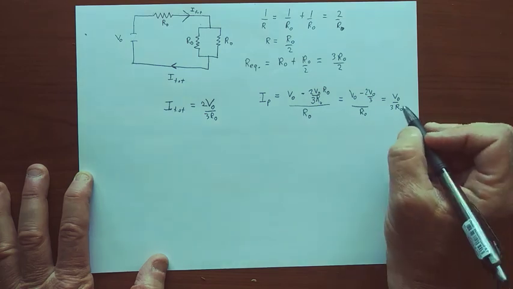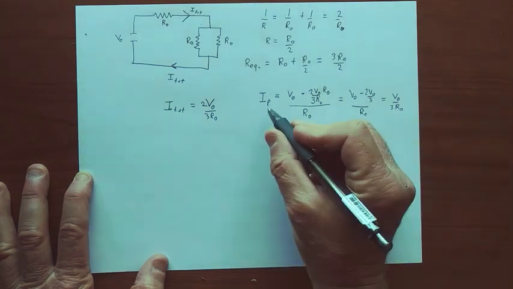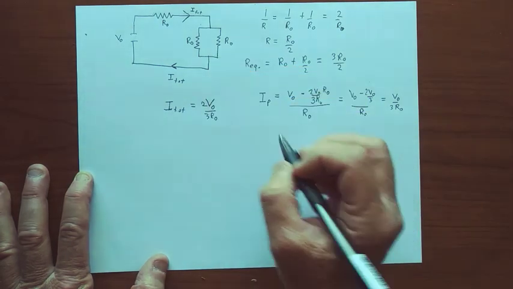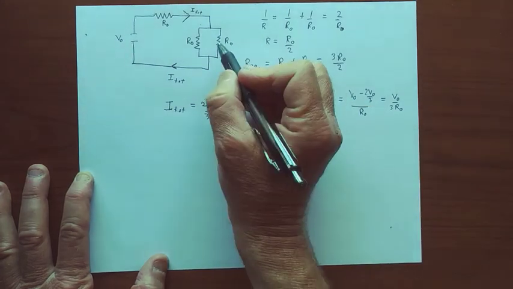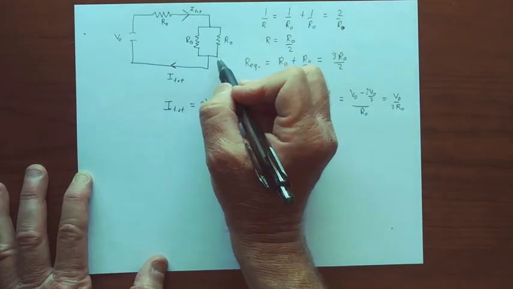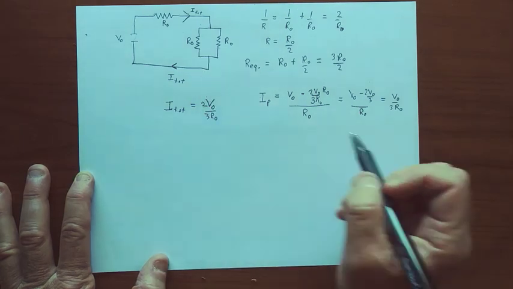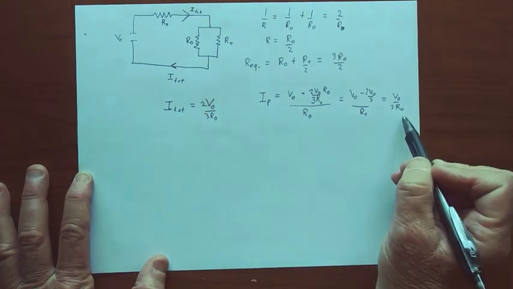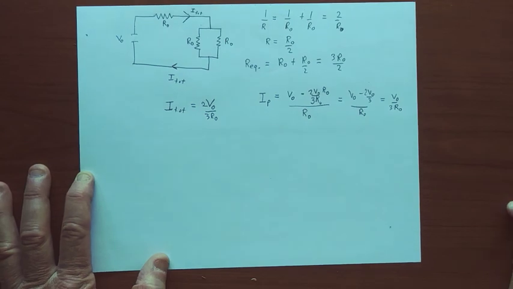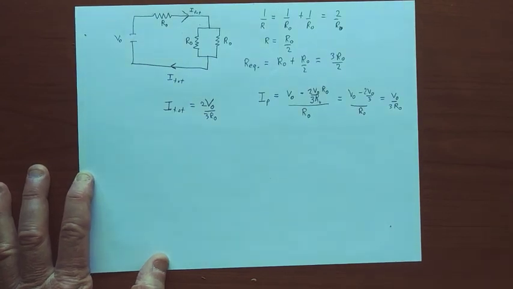And so that's the current through here, and so we can see that that is exactly half of the total current. Right? Total current is twice this value, and so that all hangs together.